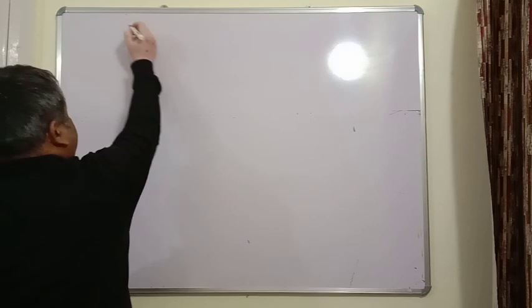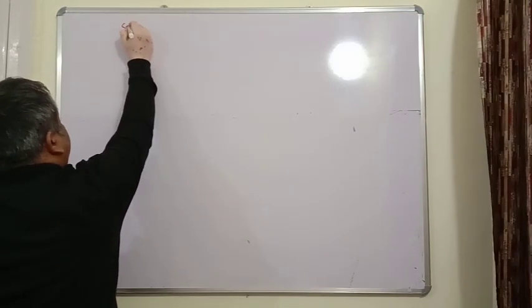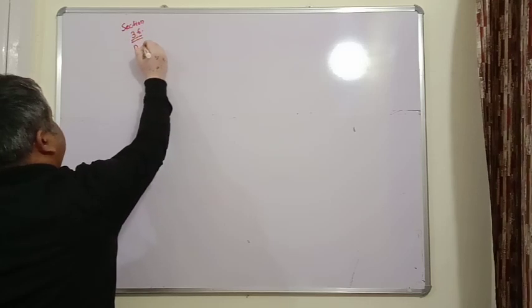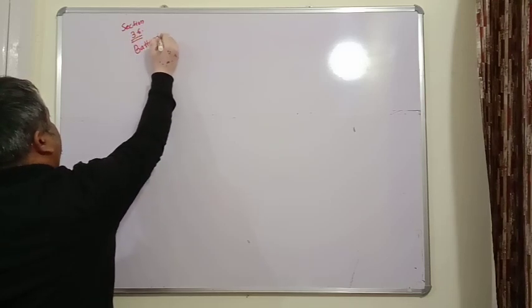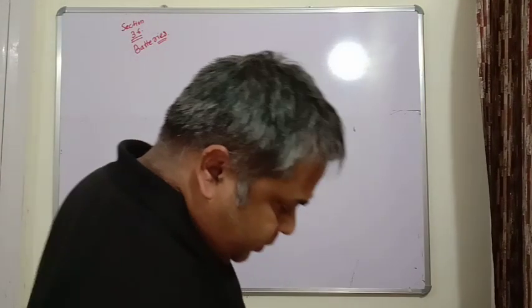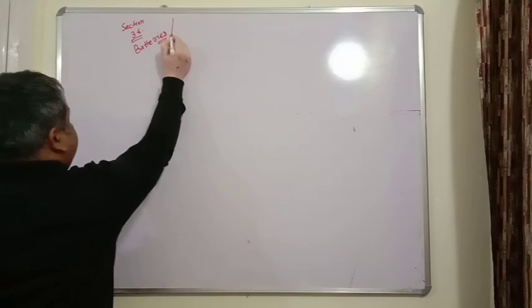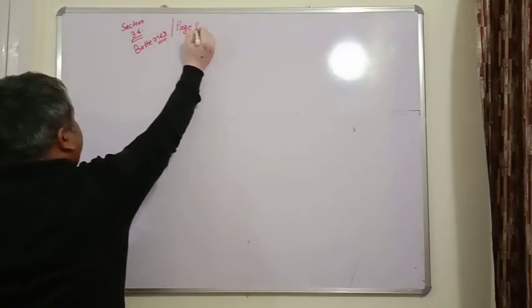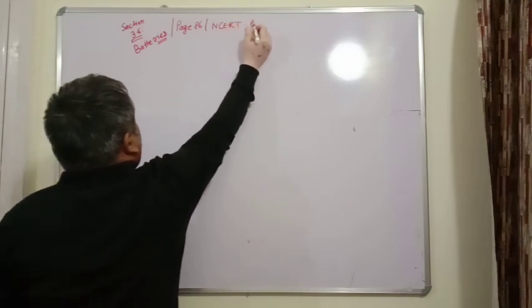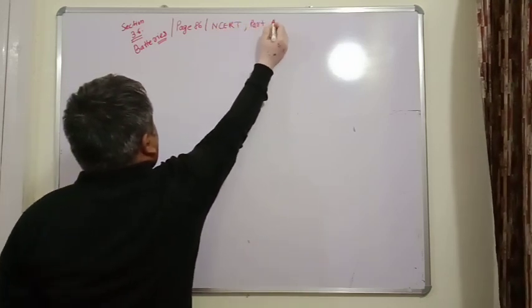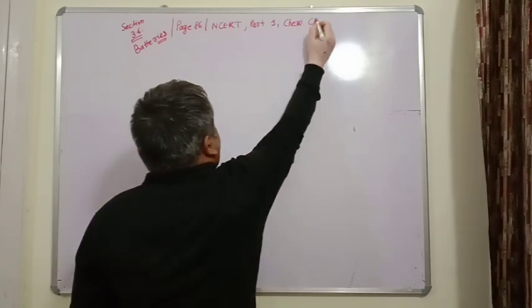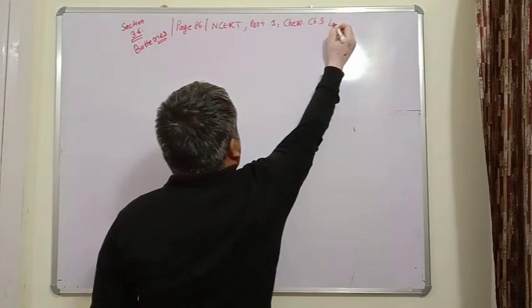So our next topic is section 3.6 Batteries, and this starts from page number 86 of NCERT Chemistry Part 1, Chapter 3, Electrochemistry.